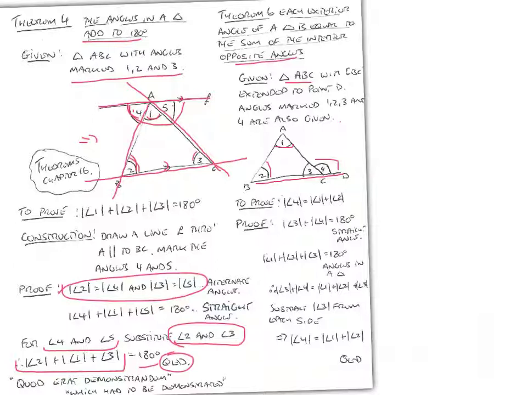So here's the proof. So angle 3 and 4 is 180 degrees, because it's a straight line angle. And angle 1, 2, and 3 is equal to 180, because that's the sum of the angles in a triangle. Therefore, angle 3 and angle 4 is equal to angle 1 plus 2 plus 3. So if you take 3 from each side, you get to see that angle 4 equals angle 1 plus angle 2.